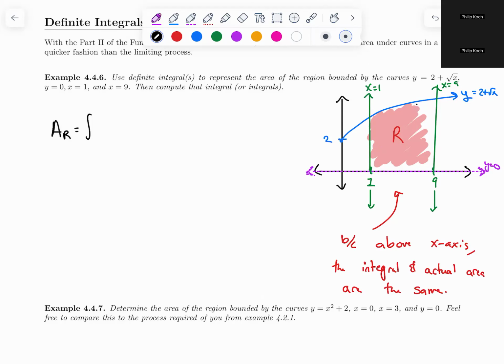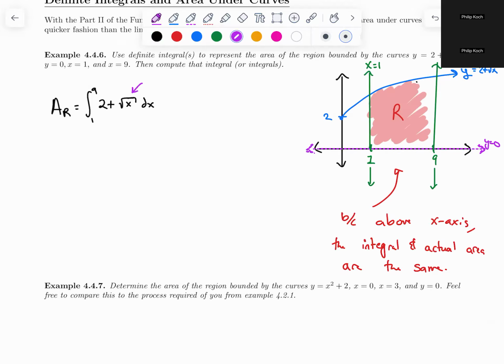So the bounds here are 1 and 9. And then the function in question is 2 plus the square root x. We're trying to find the area of the rectangles that get formed by using 2 plus the square root x to determine the height. So this is going to be the integral of 2 plus the square root of x dx, which, remember that square root x can be rewritten as x to the 1/2. So that will equal 2x plus x to the 3/2 divided by 3/2 evaluated from 1 to 9.